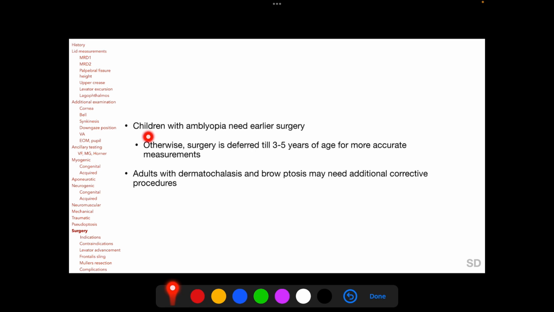Children with congenital ptosis causing amblyopia need earlier surgery. Otherwise, surgery for congenital ptosis is deferred till 3 to 5 years of age to allow for more accurate eyelid measurements. And in adults with associated dermatochalasis and brow ptosis, additional corrective procedures may be required along with ptosis correction.